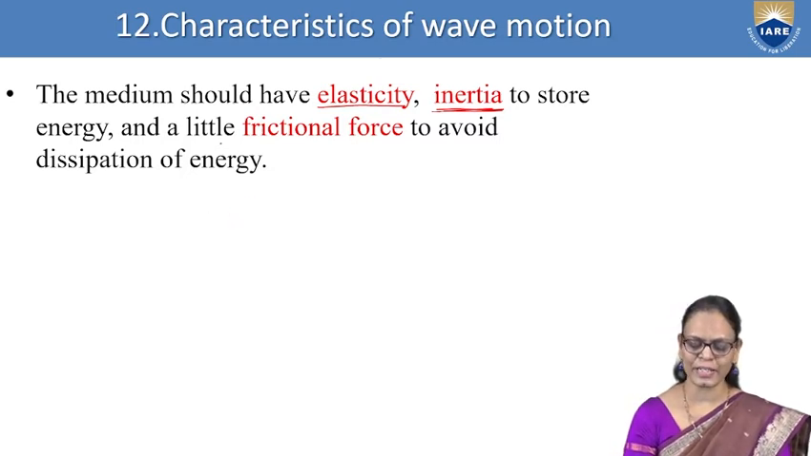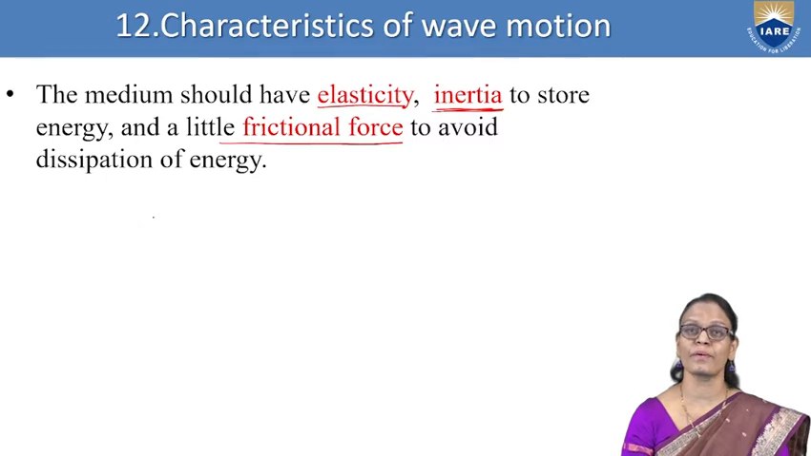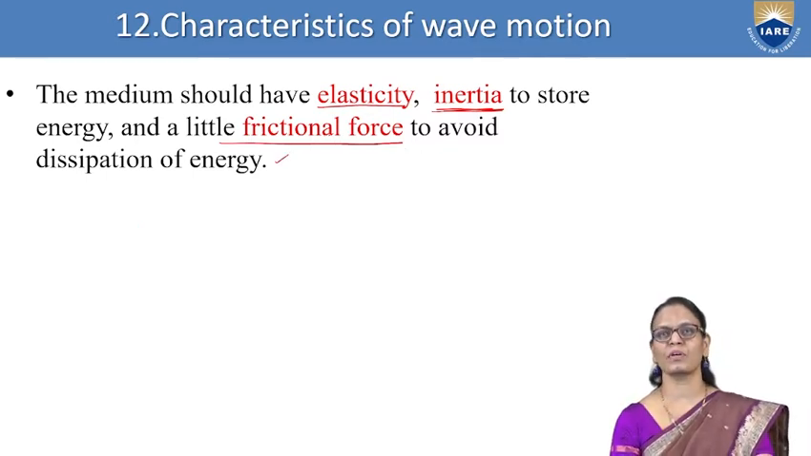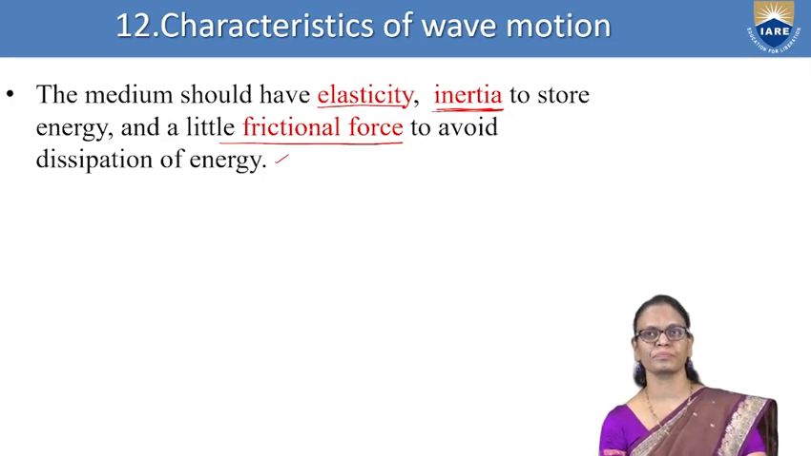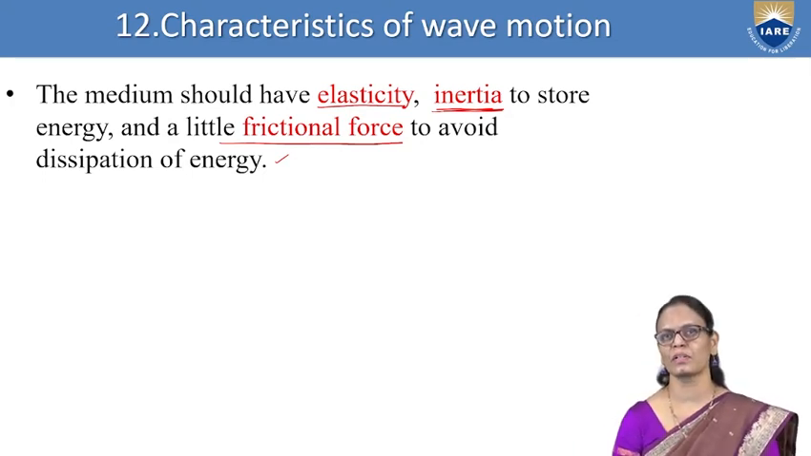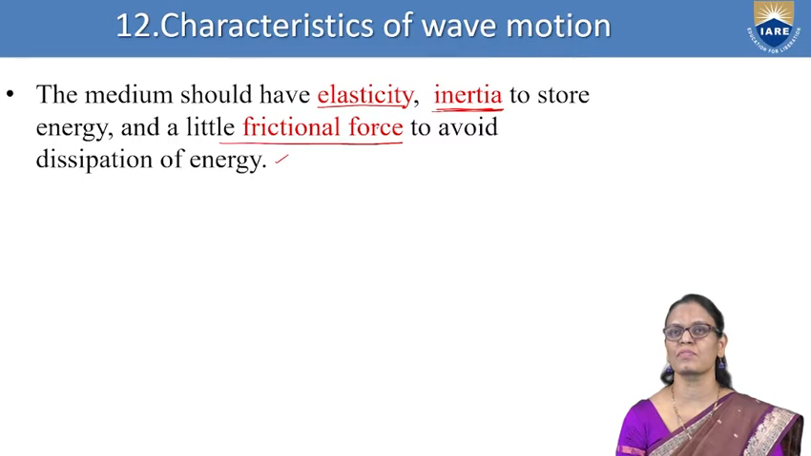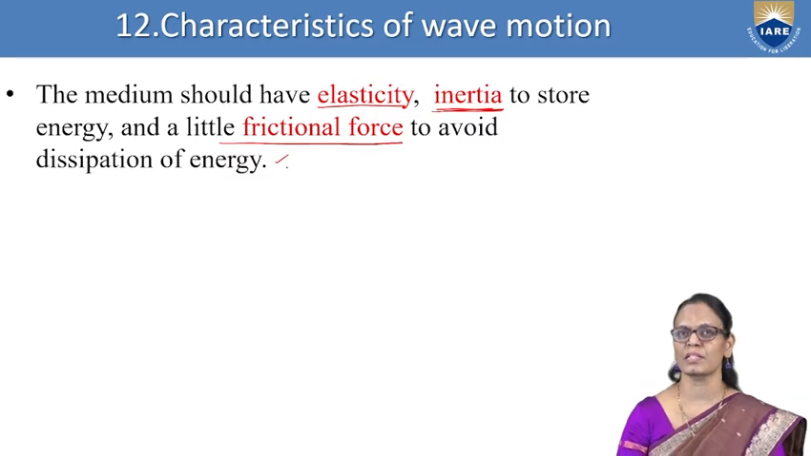Then there should be a little frictional force to avoid dissipation of energy. If there is no frictional force at all, then what happens? The body will slide over. So we need a little frictional force. If the frictional force is more, then the damping will be more. The object may not oscillate for a longer time.